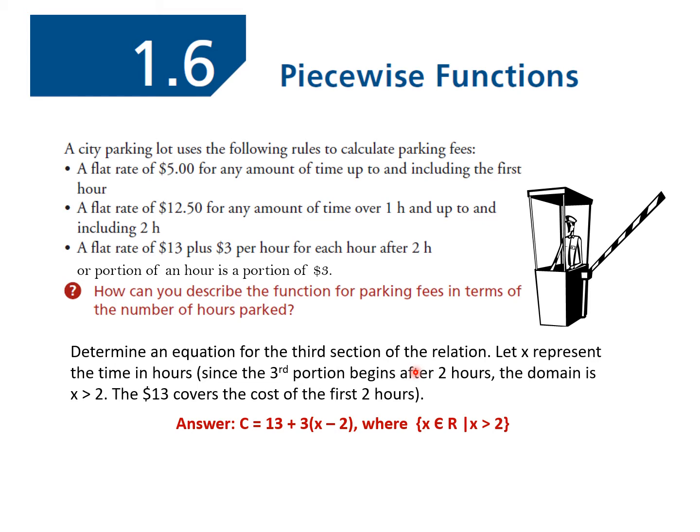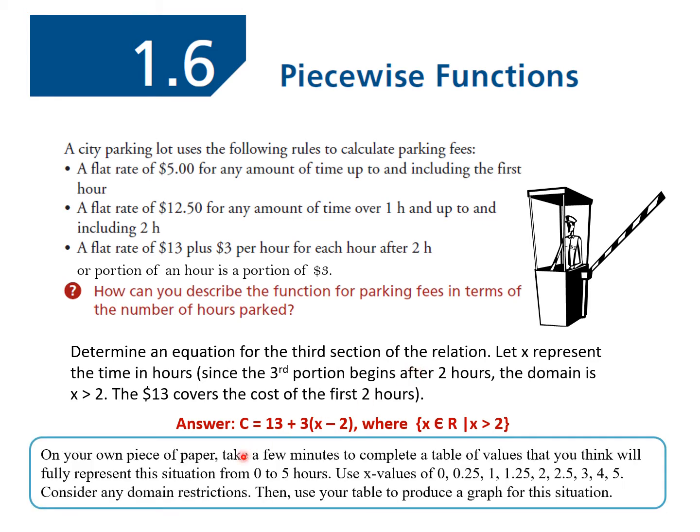So the next step is on your own piece of paper. I want you to take a few minutes to complete a table of values that you think will fully represent the situation from 0 to 5 hours. So you're going to start right up here with 0, and you're going to go through each piece and use these x values right here. Remember your domain, meaning if you're there for 1 hour, which of these pieces are you using? Then we're going to use your table to produce a graph.